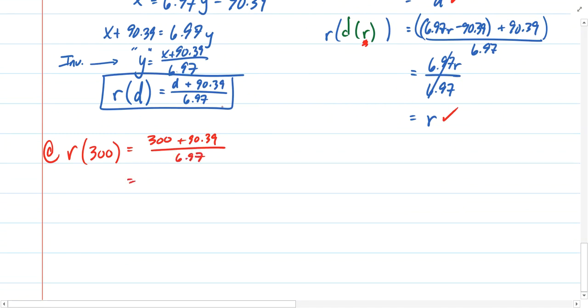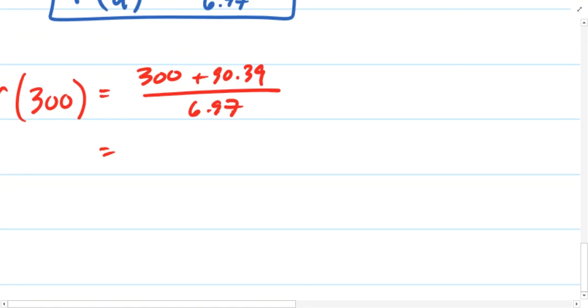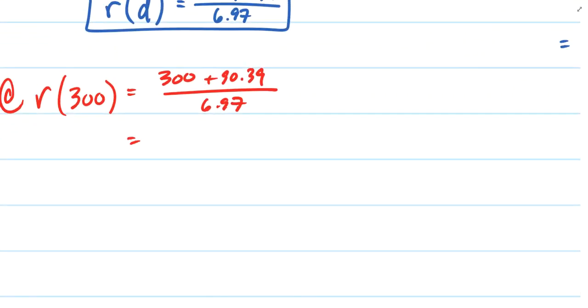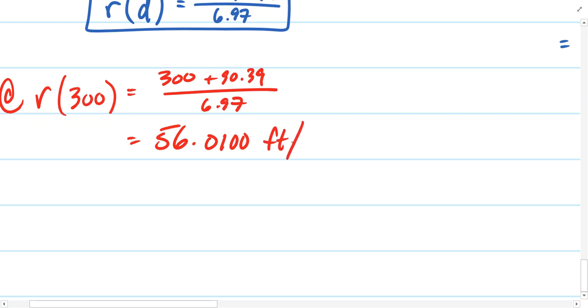And here we have a single expression that can be plugged into a calculator to obtain a result, and no additional algebra is necessary. This comes out to be 56.0100, and I'm assuming we're talking about feet per second. Although, probably shouldn't assume. So feet per unit of time.